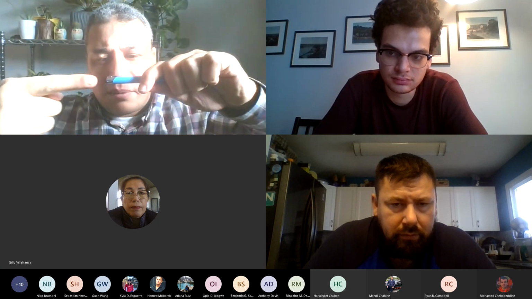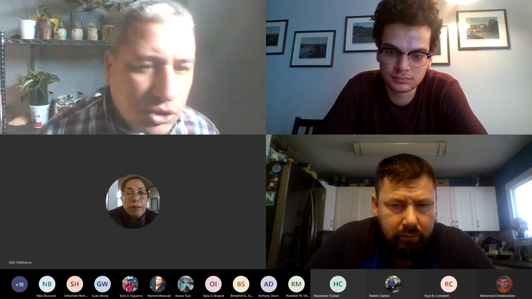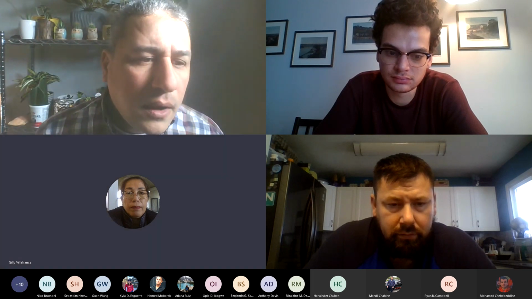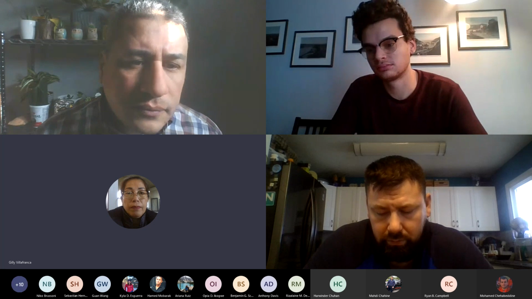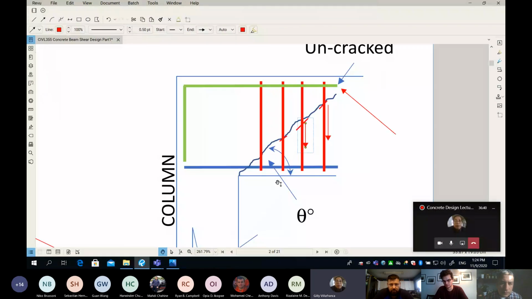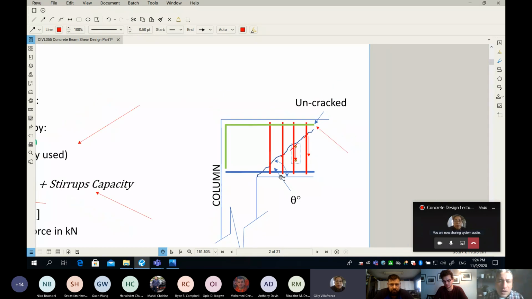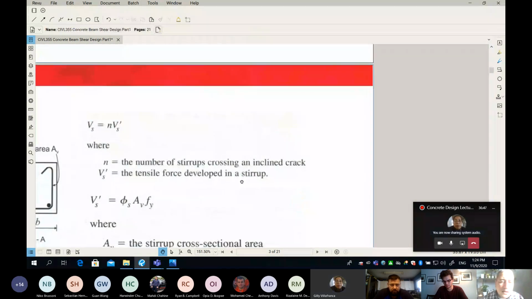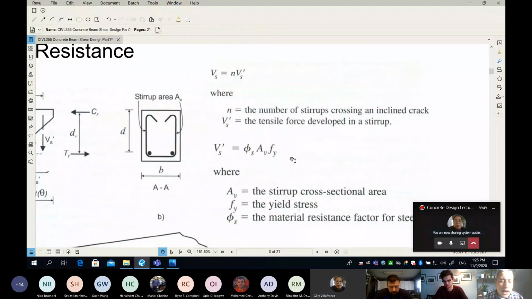For the stirrup, I'm asking you, are we putting the stirrup in tension or shear? One more time, Jelly, what do you think? No, it's in tension, not in shear. In tension. Okay, so in tension.